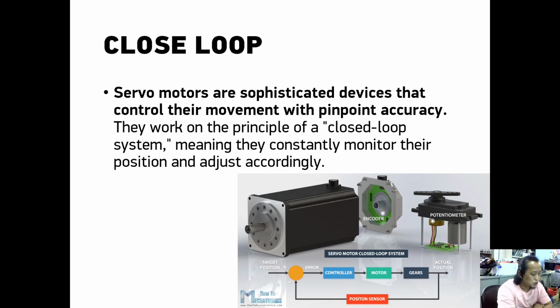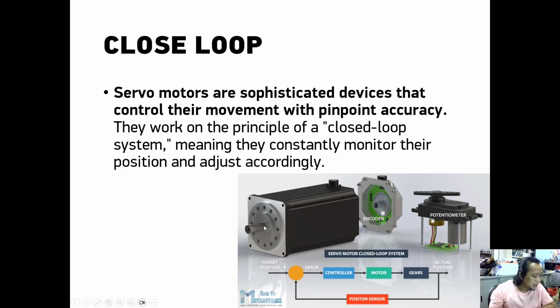And what is a closed loop in the servo motor? Servo motors are sophisticated devices that control their movement with pinpoint accuracy. So it means that the accuracy is so good. They work on the principle of a closed loop system, meaning they constantly monitor their position and adjust accordingly.